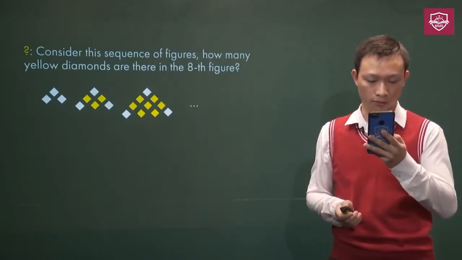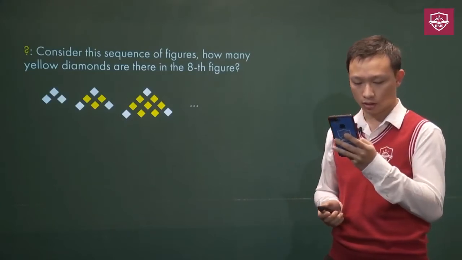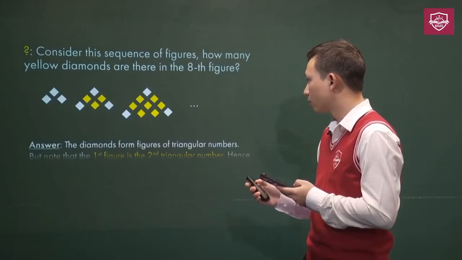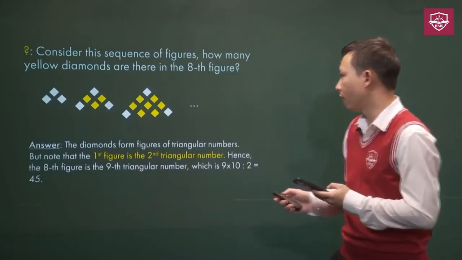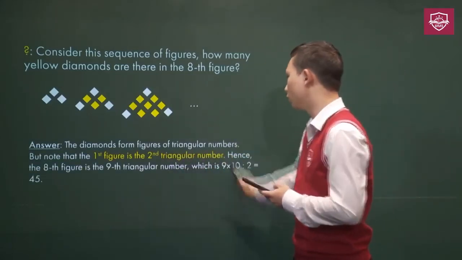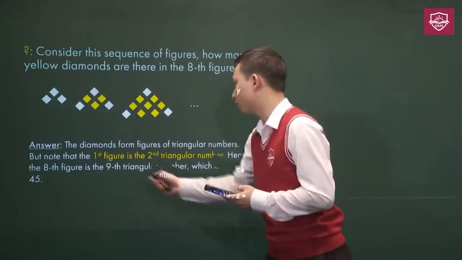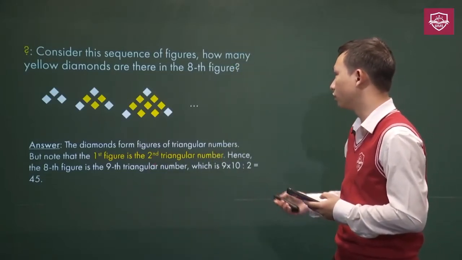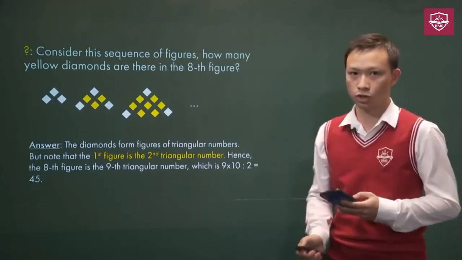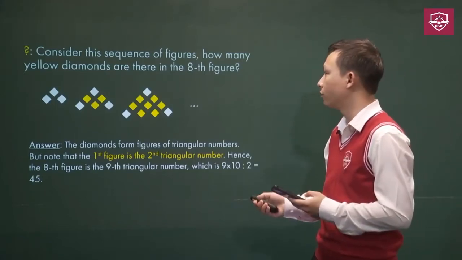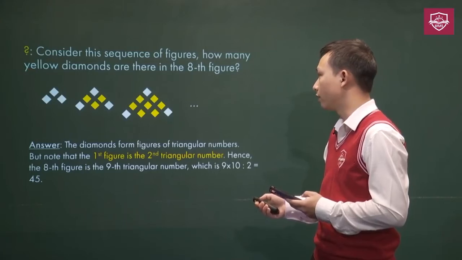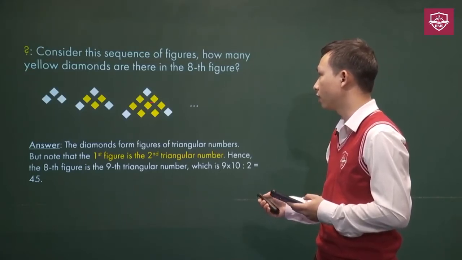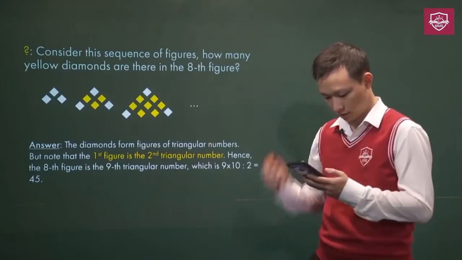I'm receiving a lot of answers here. They're all 32, but let's check the answer. First, the diamonds form the figures of triangular numbers. But note that the first figure here is the second triangular number. It is not the first triangular number, because the first triangular number is 1, and here the first figure has 3 dots. Here we have 6 dots and then 10 dots.